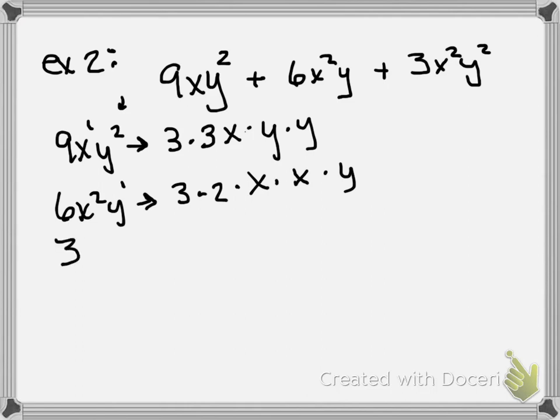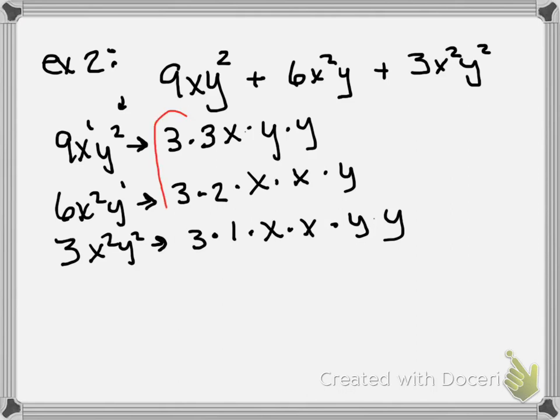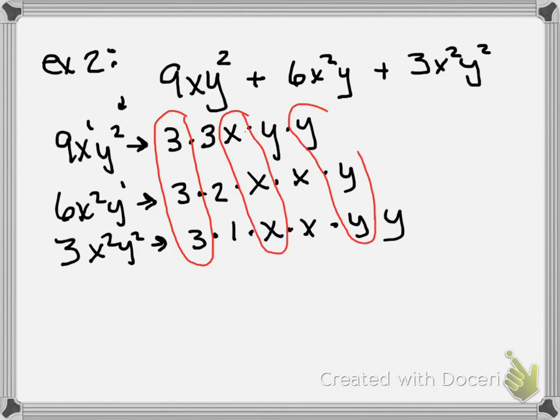Then the next monomial is 3x squared y squared. So my factors are really 3 and 1. We don't normally have to put the 1, but I'm just doing it so you can see. And then the x squared means there's 2 x's, and there are 2 y's. Now I'm going to circle what they have in common. When I say common, it has to be in all 3 of them. So you see there's x's, there's 3's, and there's even some y's here. Alright, so my greatest common factor is 3xy.